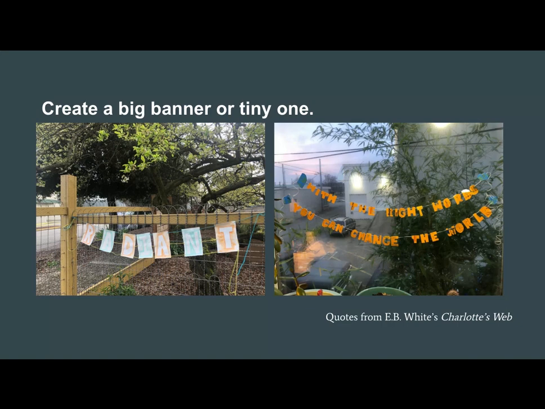And I have two examples here that I made. They're both quotes from E.B. White's Charlotte's Web. On the left, you see where I took some of the paper, the same paper you got, not the thin kind in a roll, but the flat kind. I used colored pencils and made a banner and then strung it together with yarn. On the right, these are scrap paper that I had. I just cut out letters and used dental floss. I glued them to the dental floss and taped it up on my window.